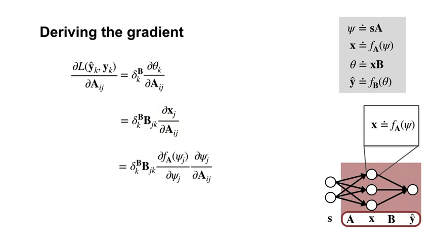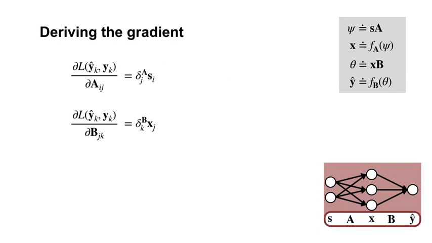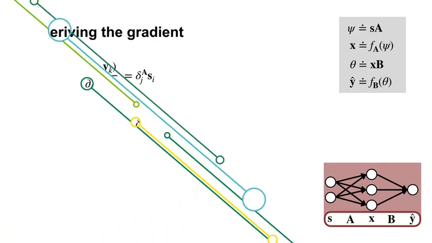And because psi is s times a, we get that d psi dA is s. Putting it all together, we finally get the derivative with respect to a. We now have all we need to compute the gradient of the network parameters. We can clean up this derivative by again defining a term delta A. Now the derivative with respect to A is delta A times its input S. Notice that both gradients can be rewritten in a similar form. They have a term delta that contains an error signal times their input.